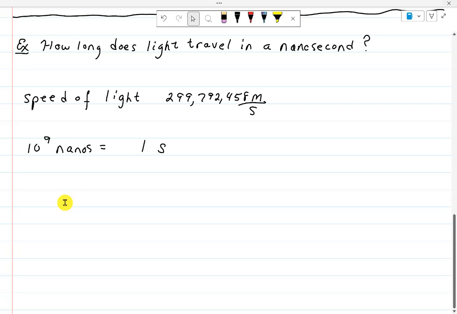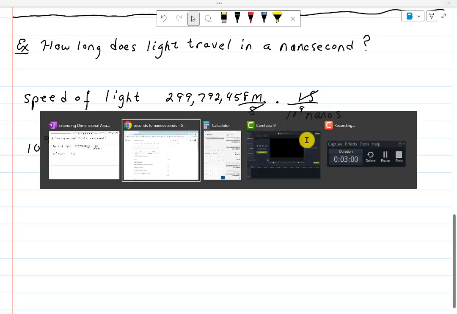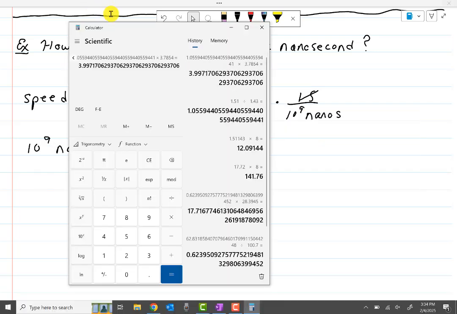So what we're going to do then is multiply. Since I want to get rid of seconds, I'm going to put 1 second on the top, but in the denominator, I'm going to put 10 to the 9th nanoseconds. And so the seconds will cancel out, and now I need to do this conversion here. So it basically is going to be this number divided by the 10 to the 9th. Let me grab the calculator.